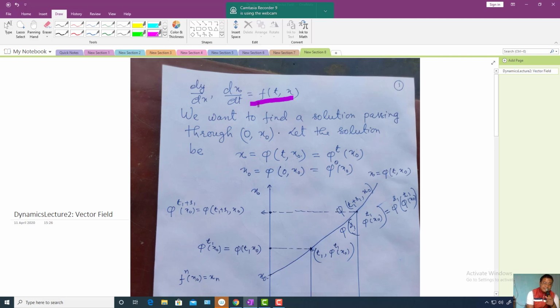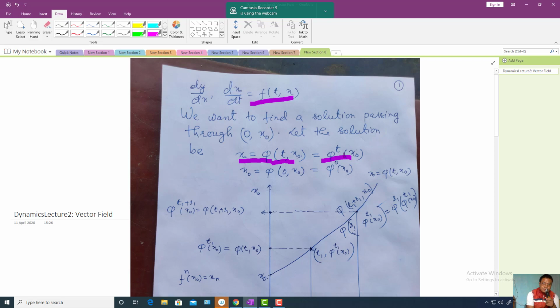Then the solution will be a function of t. The solution will be like this, x is equal to some phi. This x naught will be a parameter here. For notational convention, let us just write it as phi of t, x naught.